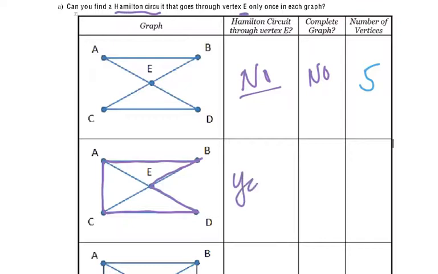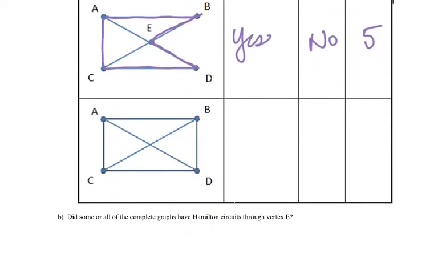So yes, this does have a Hamilton circuit, but it is not a complete graph. There's not an edge between B and D. How many vertices are there? There are 5. Let's look at this last one.